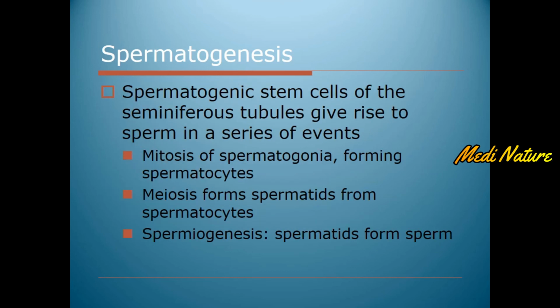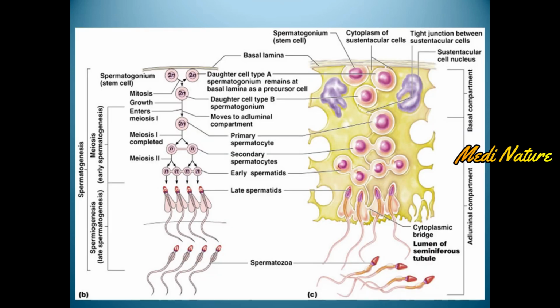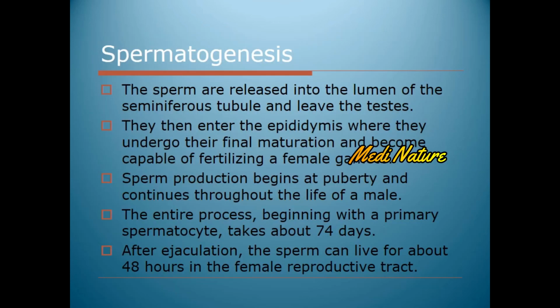Then spermatocytes divide by meiosis and form spermatids with 23 chromosomes. Then these spermatids gradually convert into sperms, and this process is called spermiogenesis. This image gives the idea about the overall process of spermatogenesis. You don't have to remember all the details, just get an idea. Then the sperms are released into the lumen of the seminiferous tubules and leave the testes. Then they enter the epididymis, where they undergo their final maturation and become capable of fertilizing a female gamete.